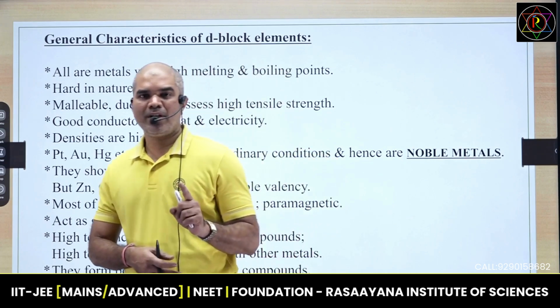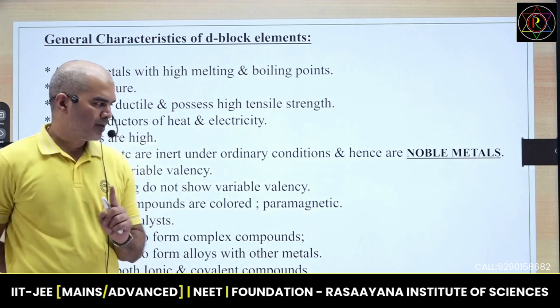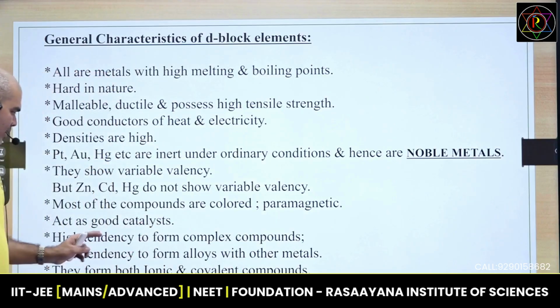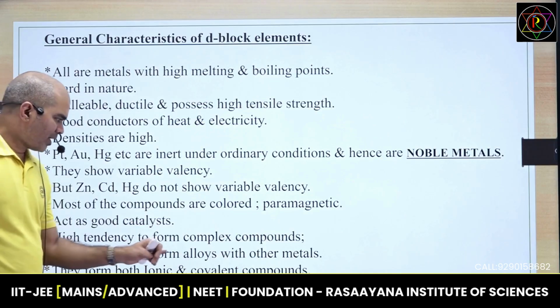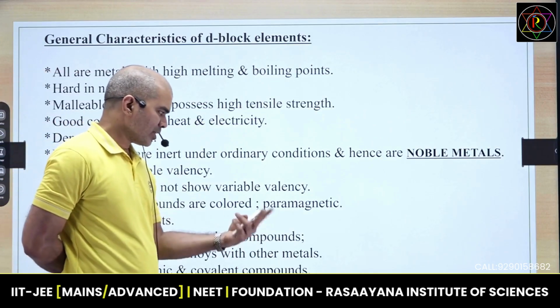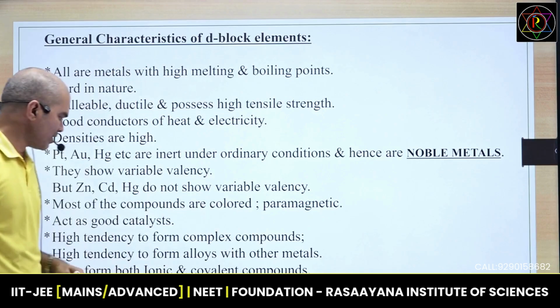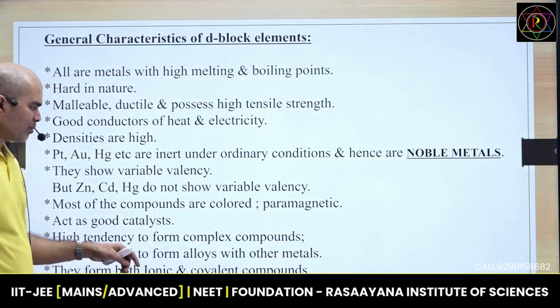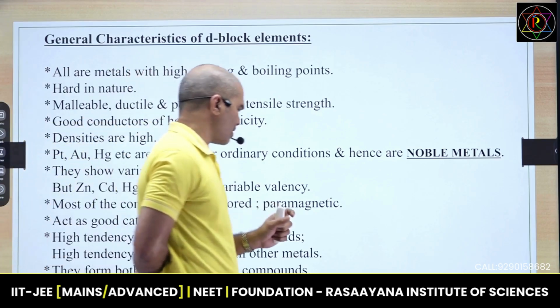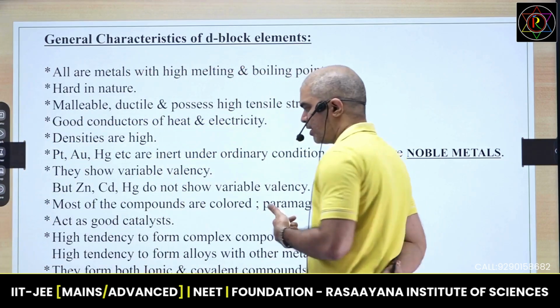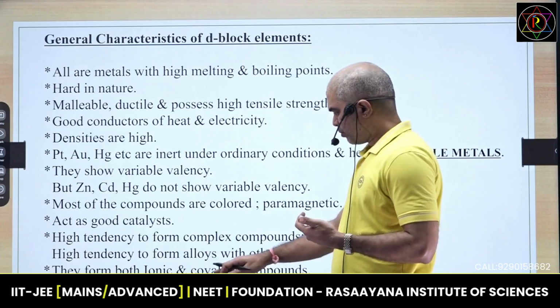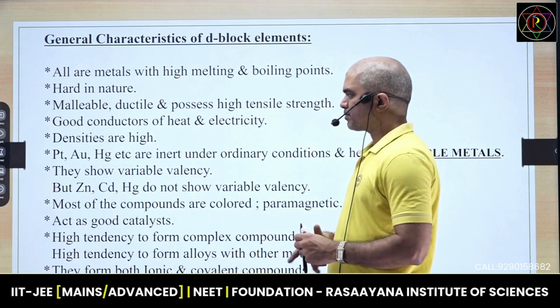Zinc, cadmium and mercury have fixed oxidation states, so we have to be very careful with them. They have a high tendency to form complex compounds, coordination compounds. That is a separate unit we have to discuss. They have a high tendency to form alloys because their sizes are almost similar because of lanthanide contraction, and very high density. They form both ionic and covalent compounds.